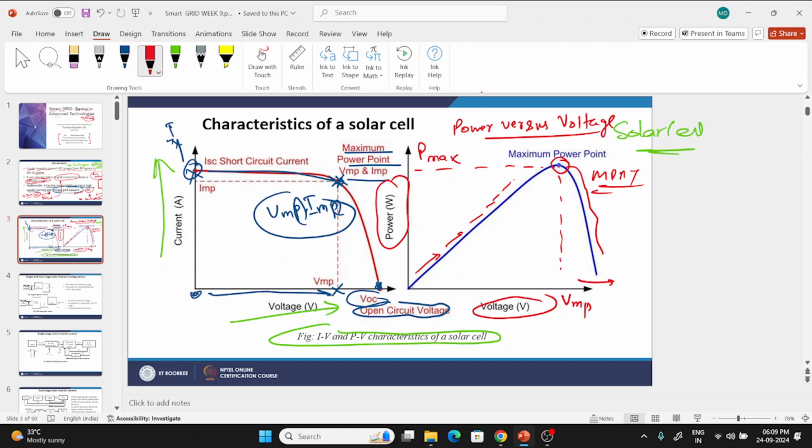So our objective in a solar cell is to get the maximum power. So we will operate our cell around this maximum power point.